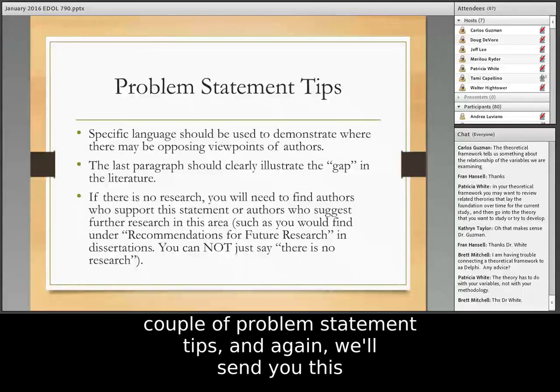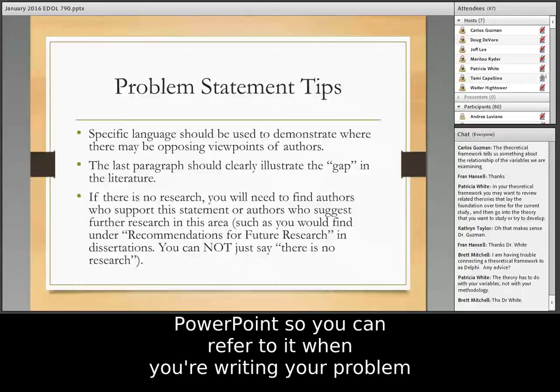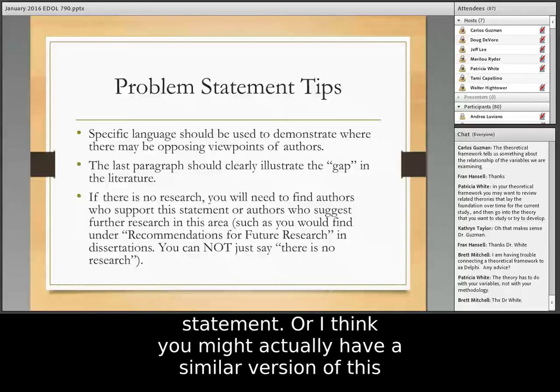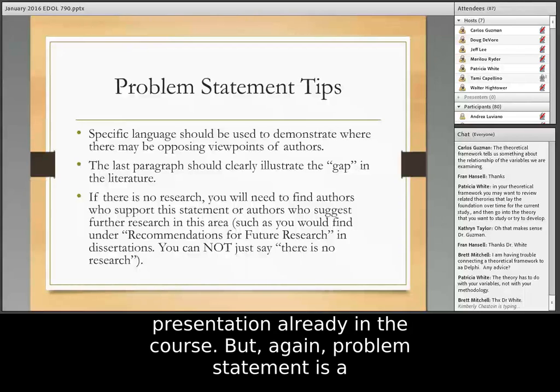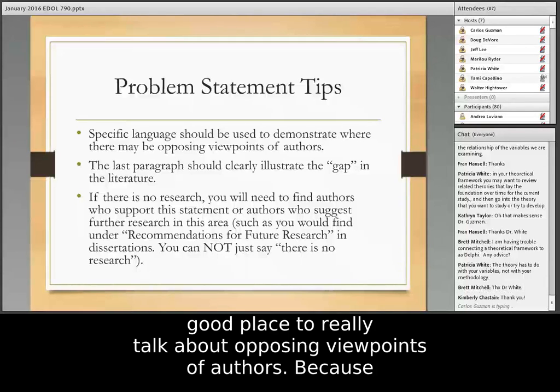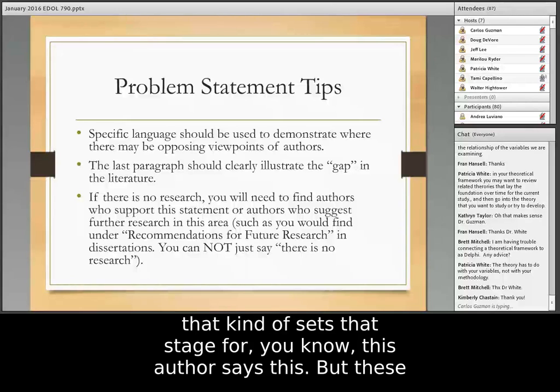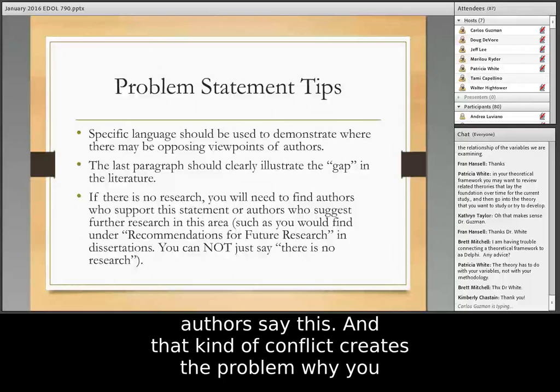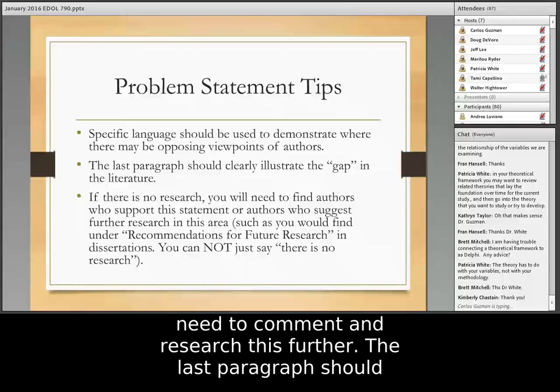So a couple of problem statement tips, and again, we'll send you this PowerPoint so you can refer to it when you're writing your problem statement. Or I think you might actually have a similar version of this presentation already in the course. But again, the problem statement is a good place to really talk about opposing viewpoints of authors, because that sets the stage for, this author says this, but these authors say this, and that kind of conflict creates the problem, why you need to come in and research this further.